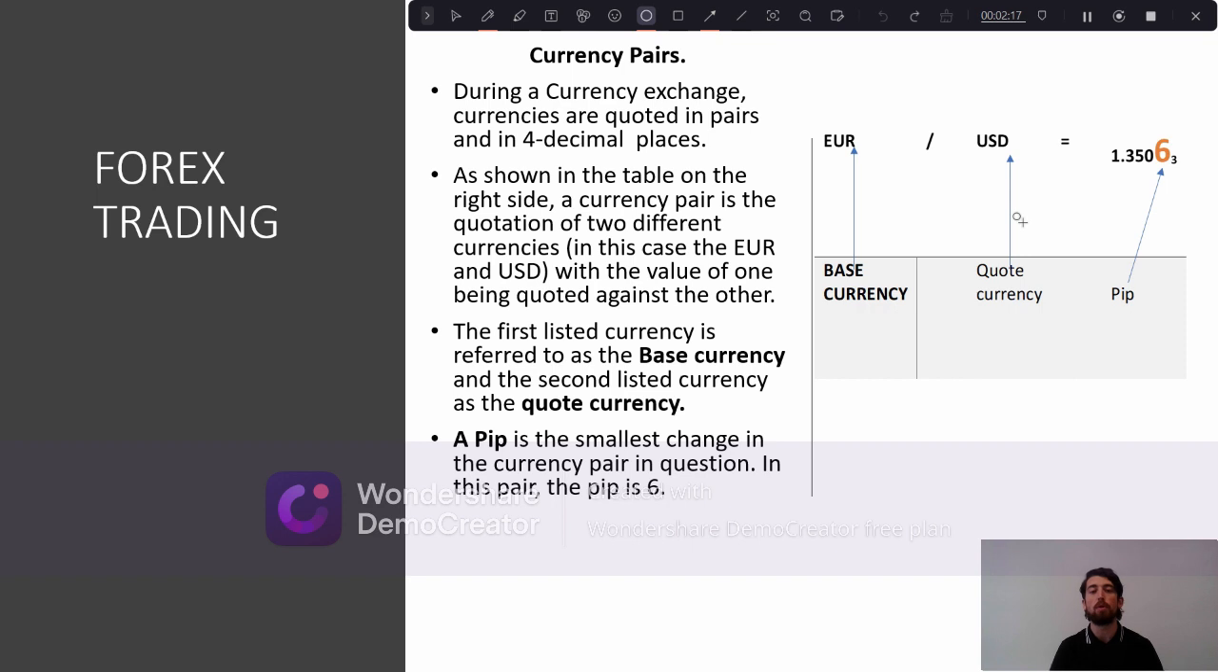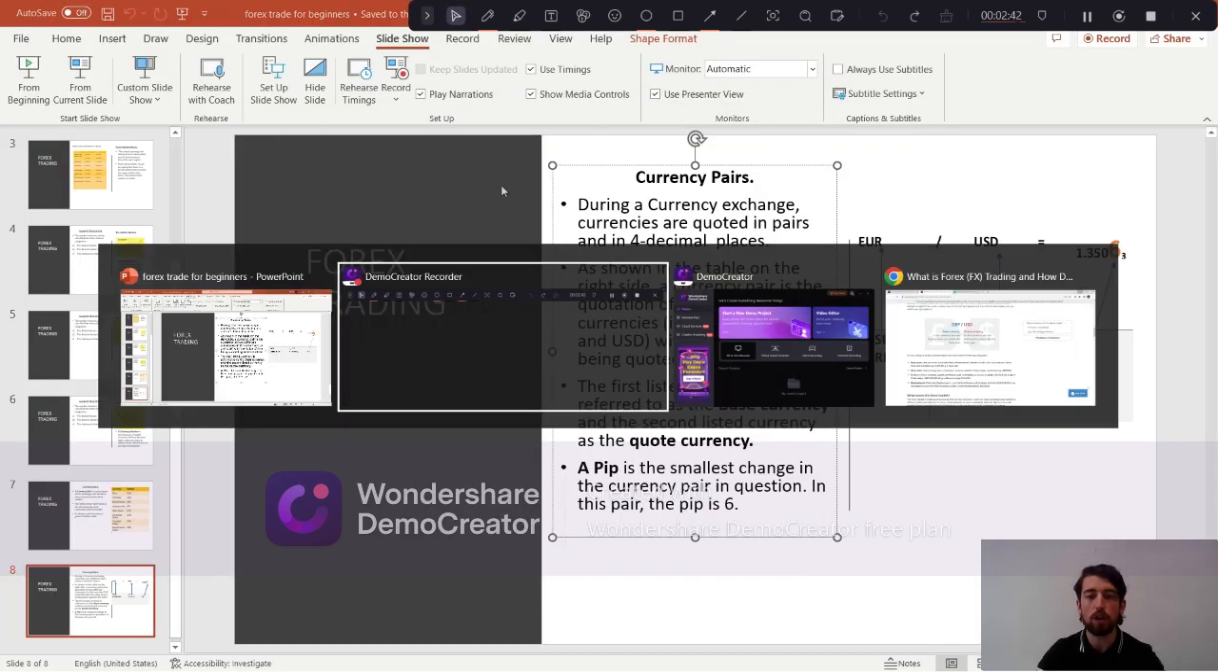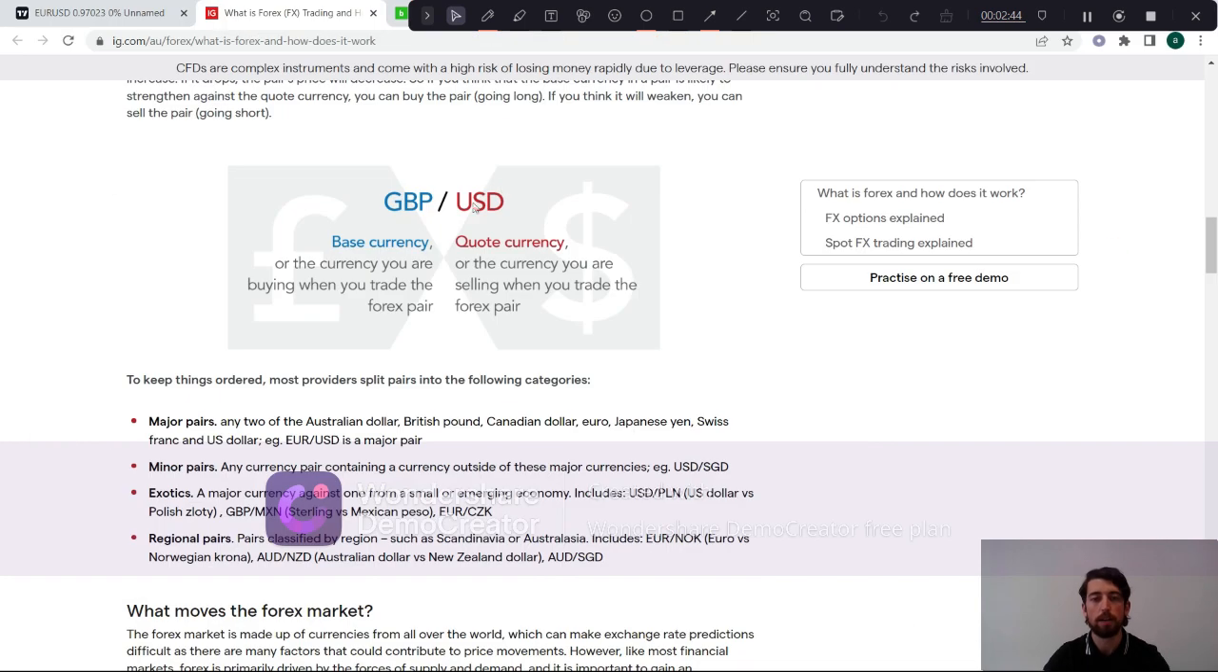That's going to make a bit more sense in a moment. At the very end, this is the pip. This highlighted number 6 right here is just a measurement. We don't need to take into account too much what a pip is, because everything is going to be calculated for you within the foreign exchange. So let's get rid of that and have a more in-depth, detailed look over here.